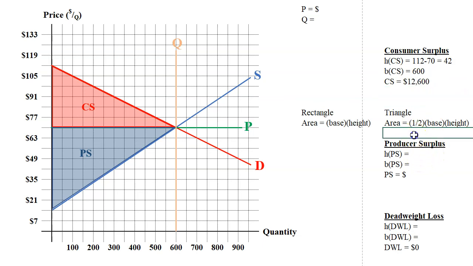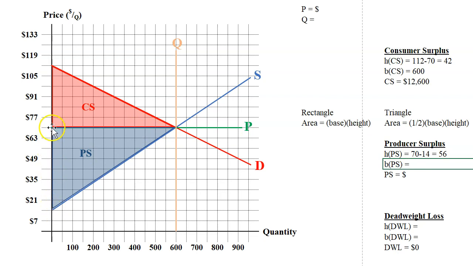Now, to find the producer surplus, we're going to do the same thing. This is a triangle, so we're going to use the area formula, 1/2 base times height. Well, what is the height of producer surplus here? The height, again, is going to be the higher number right here minus the lower number right here. Well, the price up here, the higher number, is 70. And the number down here at this point is 14. So we're going to do 70 minus 14, which is 56. So the height of this triangle is 56.